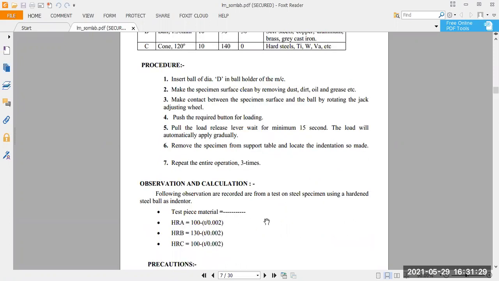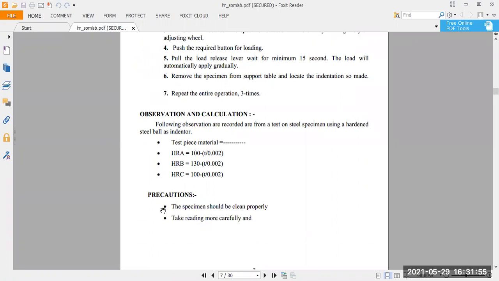Following this, we are supposed to record observations from a test on a steel specimen using a hardened steel ball as indenter. Different specimens can be tested, and the same specimen can be tested using Rockwell A, B, and C with different loads. What is the precaution? The specimen should be clean, and the reading should be taken accurately and carefully.